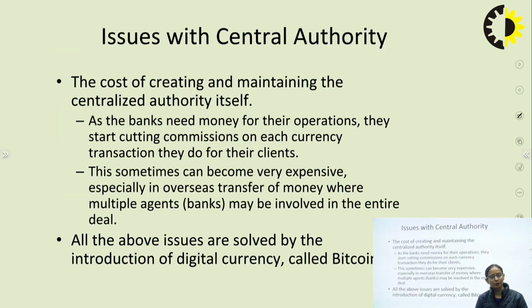But what are the problems with the central authority? The cost of creating and maintaining the centralized authority itself. As the banks need money for their operations, they start cutting commissions on each currency transaction they do for their clients. This sometimes can become very expensive, especially when you are doing the overseas transfer. All the above issues can be solved if we use the cryptocurrency, for example, Bitcoin.